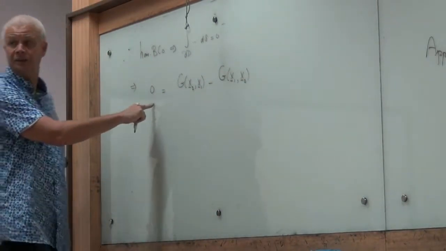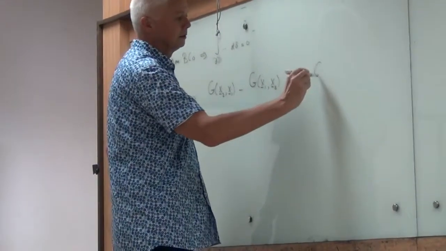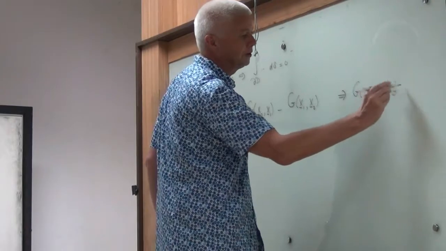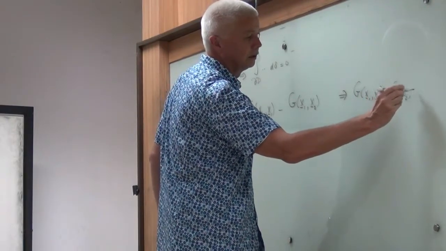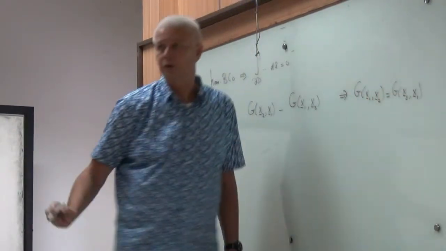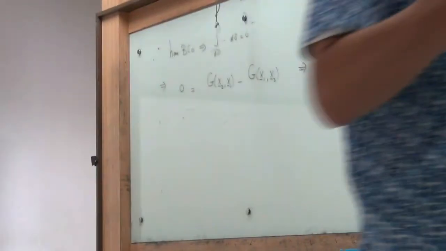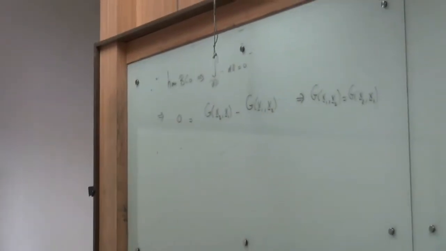And that should be 0. And now you see nicely the symmetry. The g(x1, x2) is equal to g(x2, x1). So the Green's function is symmetric. And I did that now for Rn, so that includes R1. Clear so far? Yeah. Okay, then I have an exercise for you.